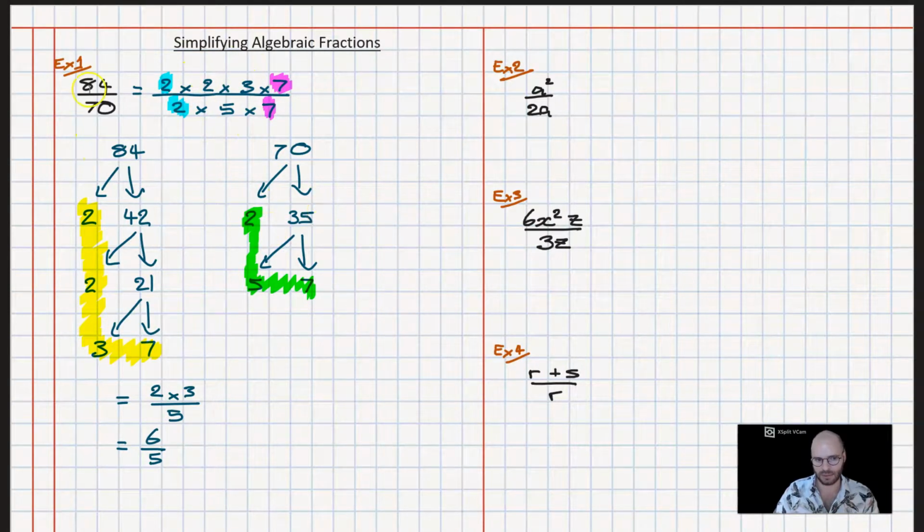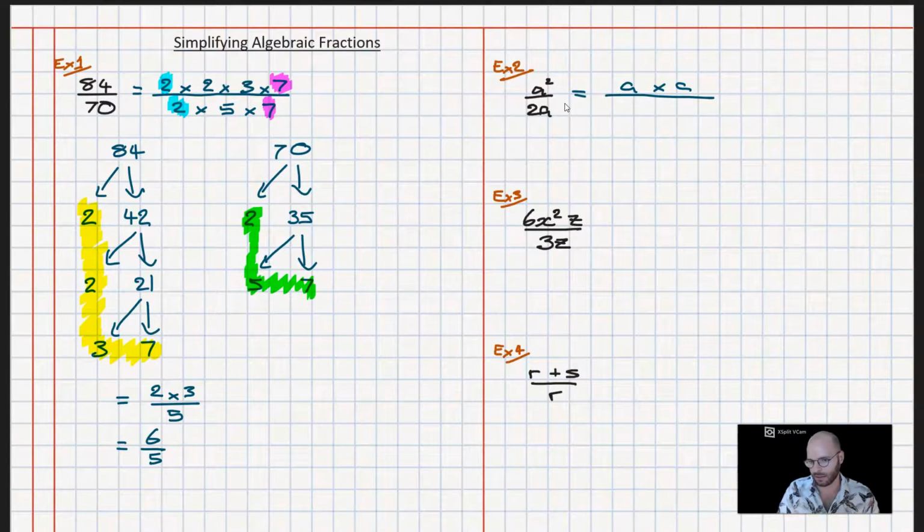Now, that's example 1. Let's have a look at example 2. A squared over 2a. We're going to do the exact same process that we did before. We're going to break everything up into its factors. So think about it. A squared. What are the factors of a squared? Well, that's going to be a times a. So a squared, a times a.